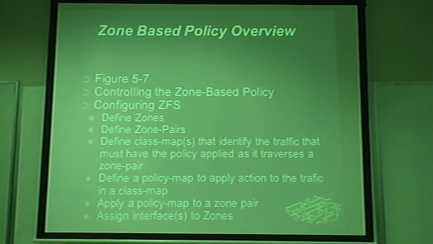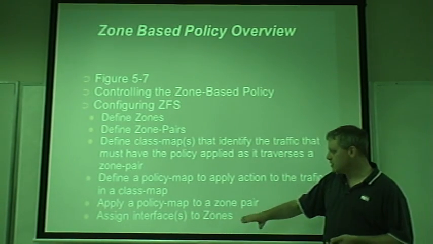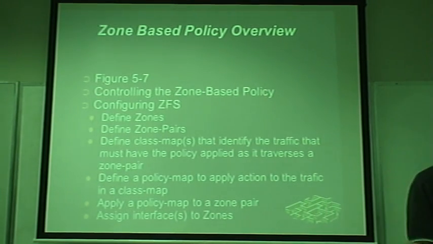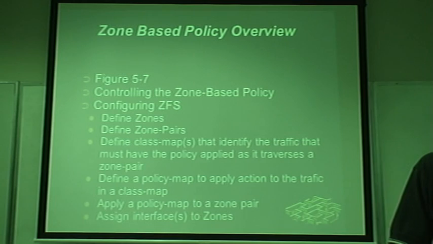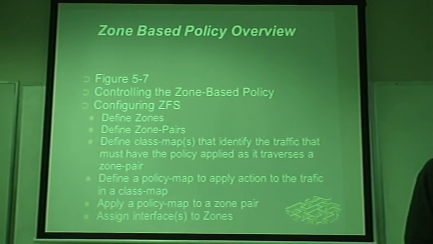With the zone-based policy, you have to define your zones, define the class, build class maps. You have to do a lot of object-oriented programming. Define a policy map to apply the action to the traffic in a class map. Apply a policy map to a zone pair. Assign interfaces to the zones. It's a lot of programming. In the ASA, security level 50. Security level 20. That defines your zones and your trust between interfaces. You're done.